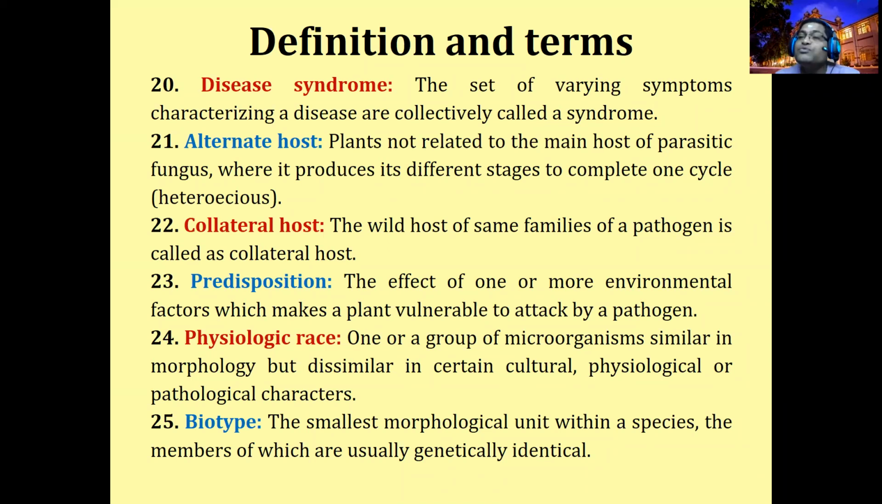Fusarium oxysporum forma specialis cubense is causing banana wilt in banana, the host plant Musa. So Fusarium oxysporum forma specialis cubense can cause banana wilt on bananas, not on tomato and other plants. That is what we call a physiological race.